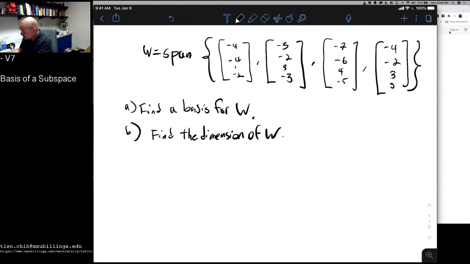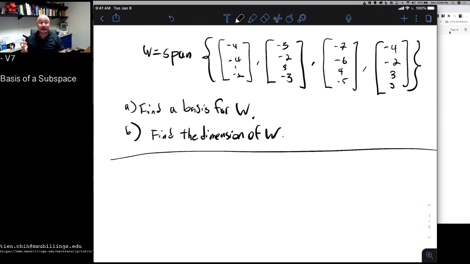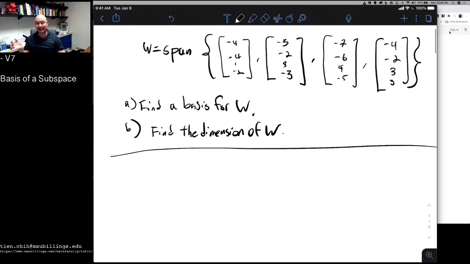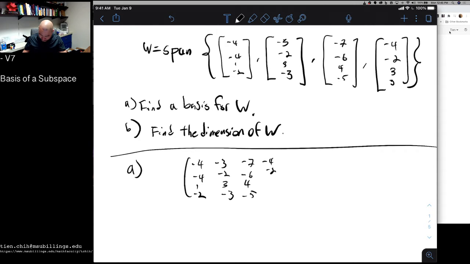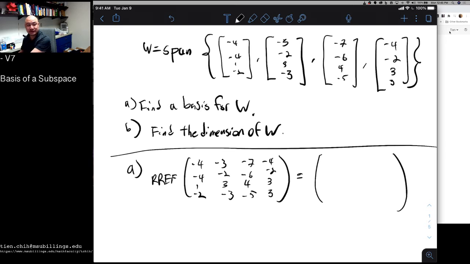So, if we want to find a basis for the space spanned by these four vectors, what I'm really asking is, are there any linear dependencies between these vectors? And so, as usual, the way one addresses this is one takes the matrix form of these vectors. So let's write out the matrix form here. Minus 6, 4, minus 5, minus 4, minus 2, 3, 3. Let's RREF them and see what results.